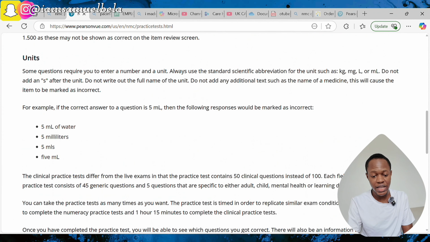So let's go to part one of numeracy right now. The instruction says here, for example, if the correct answer to a question is 5 ml, then the following responses would be marked as incorrect: 5 ml of water, 5 milliliters, 5 mils. So it should be 5 ml just as it's written.